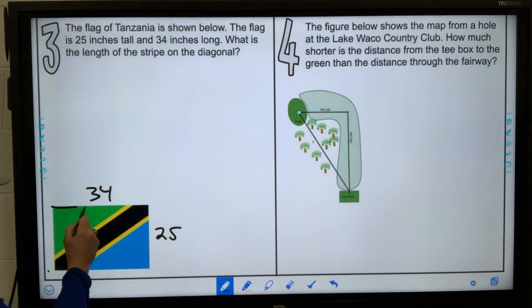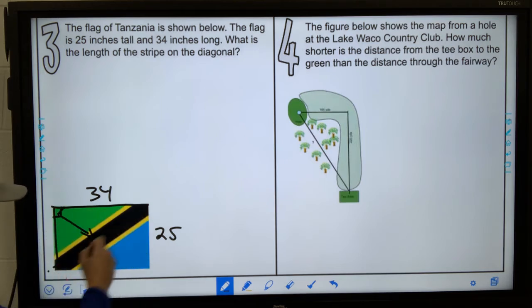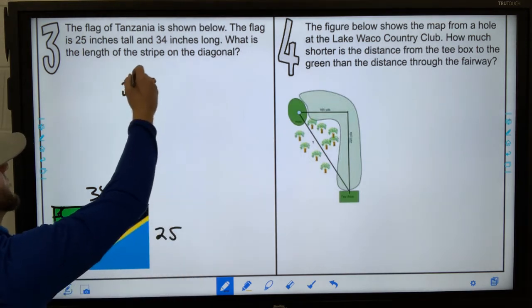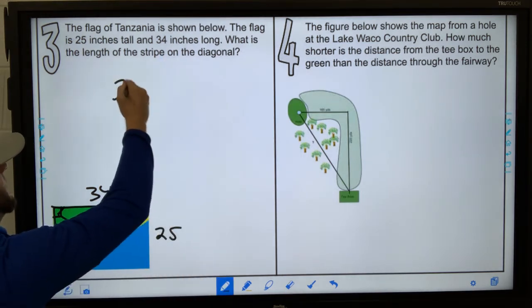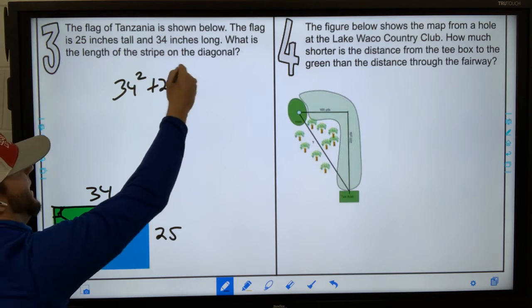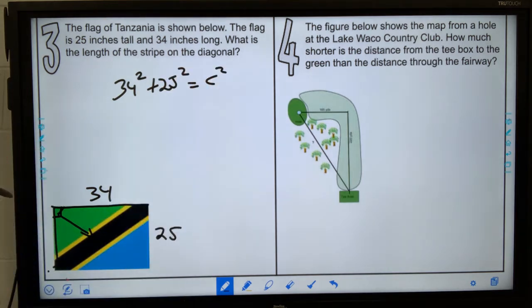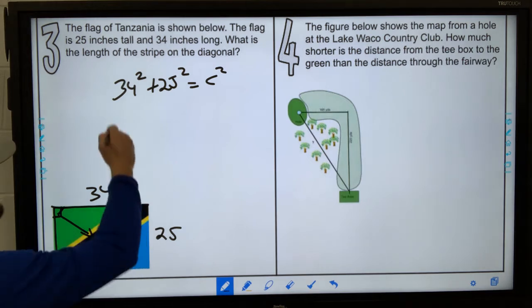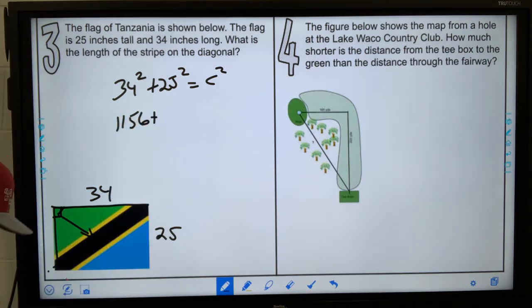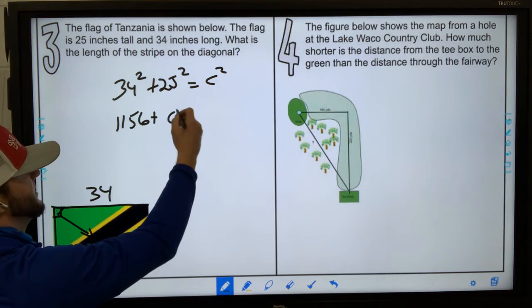So if I look, I could draw a right triangle going all the way across this thing. The diagonal right there is going to be my hypotenuse, okay? So I'm going to do 34 squared plus 25 squared, and that's going to equal c squared because I'm finding my hypotenuse along this side. So 34 squared is going to give me 1,156. 25 squared is going to give me 625.